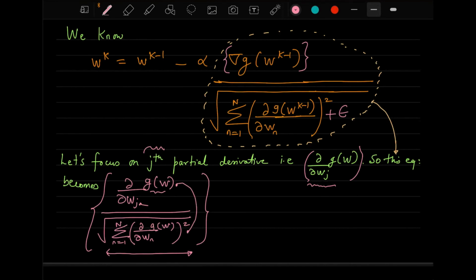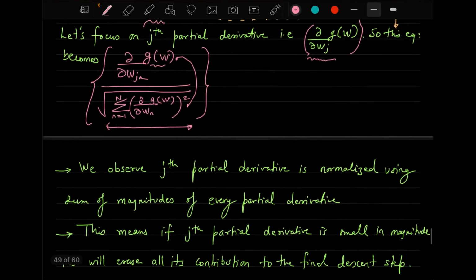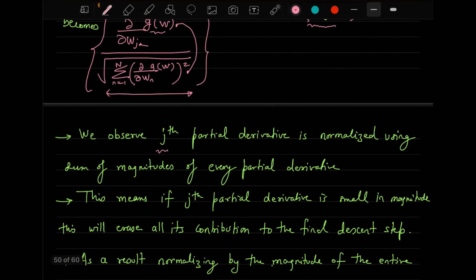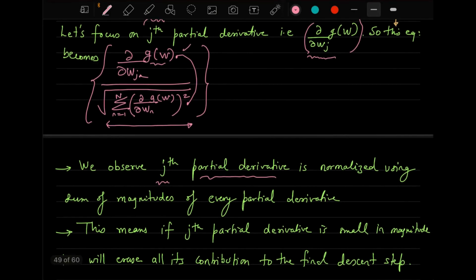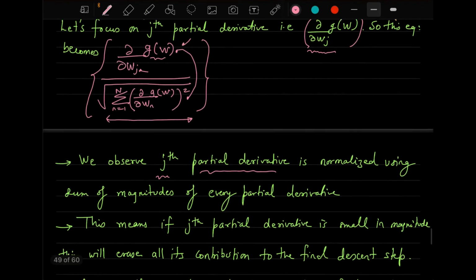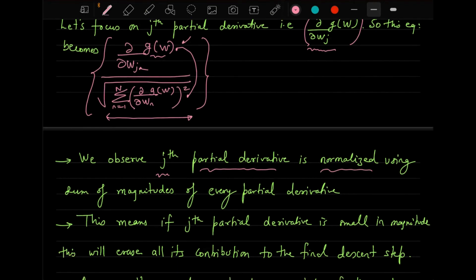So we observe that the jth partial derivative, which is given over here, is normalized with the sum of magnitudes of every partial derivative. You can see from this expression how it is normalized with every partial derivative.